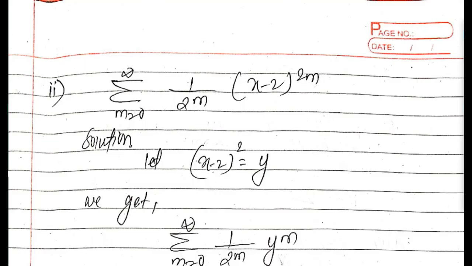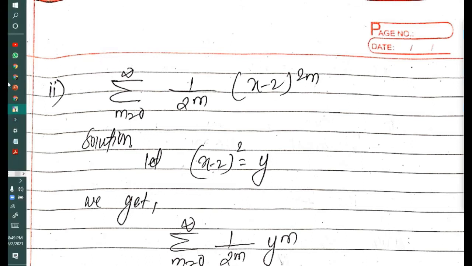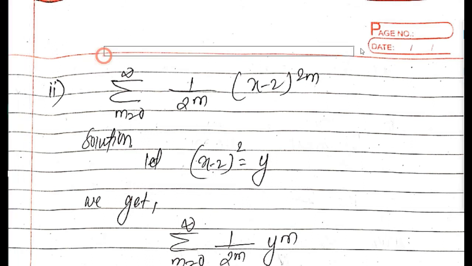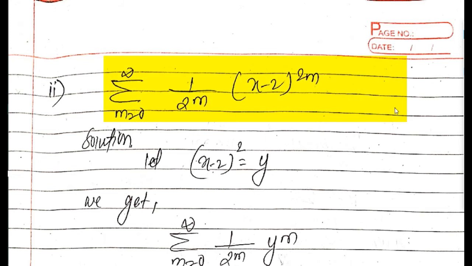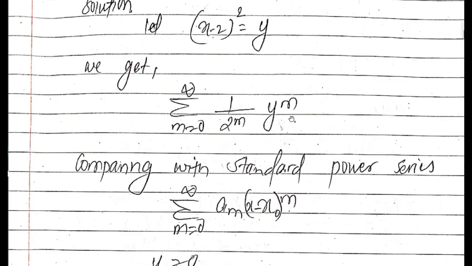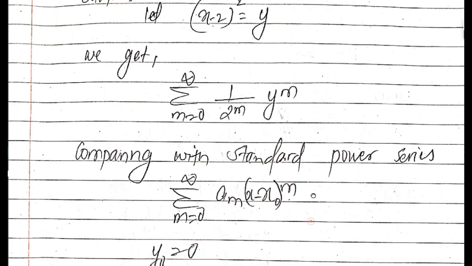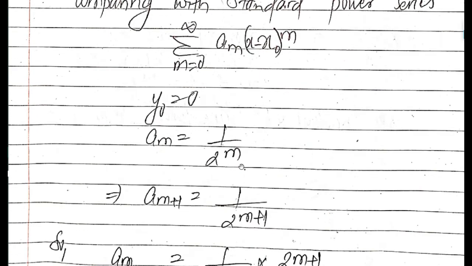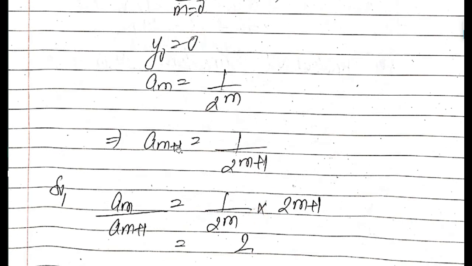Likewise for this question, this is our question. We need to find the radius of convergence of this series, and we must reduce this series to the standard series, that means x minus x naught to the power m. If we take x minus x naught equals y, we get this type of function. Comparing with the standard equation, we get x naught equals 2, and a_m equals 1 by 2^m.